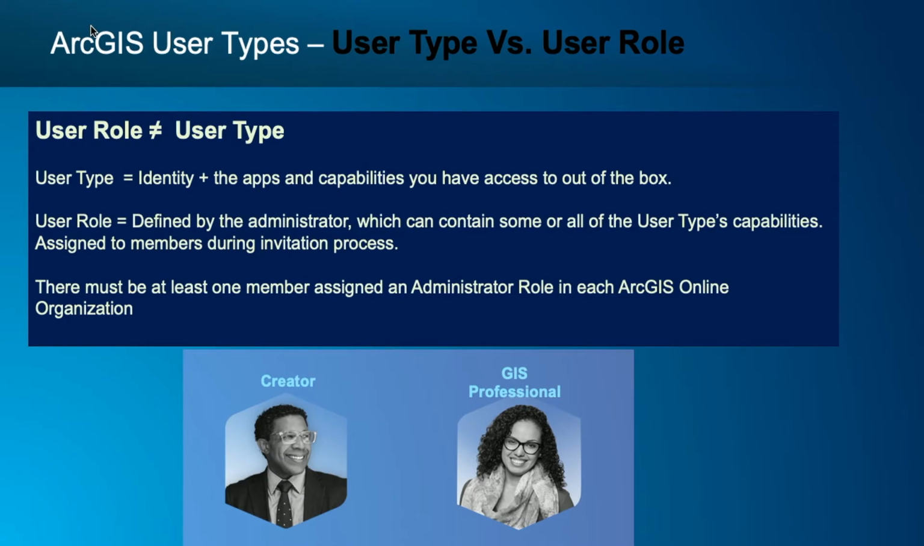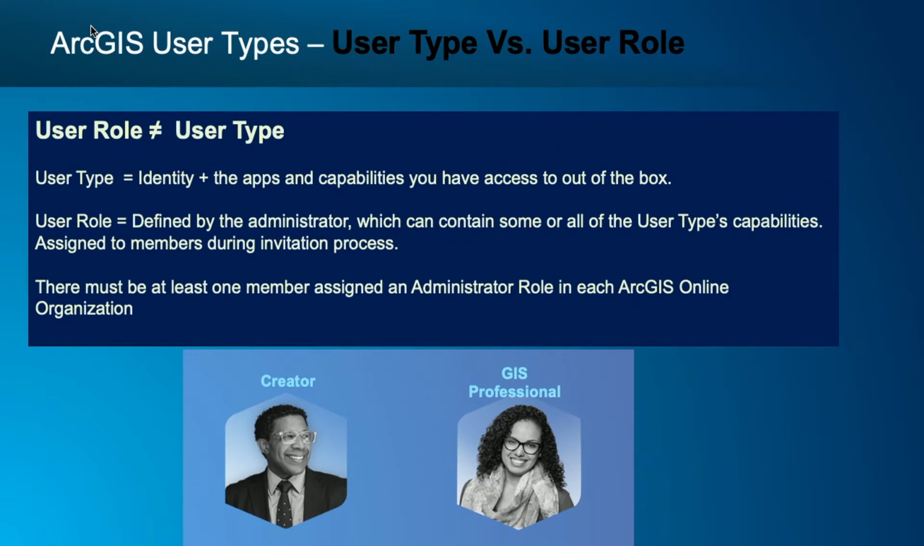The user role is what's defined by the administrator, which can contain some or all of the user type's capabilities. So there's still that ability to define exactly what your users can access. If you don't want a creator publishing content and sharing it publicly, you can still control that through the user roles and just apply those to a user type. So really when you're creating an identity and inviting a user to ArcGIS Online, you need to think about both the user type and the user role. In every organization, there needs to be at least one administrator.